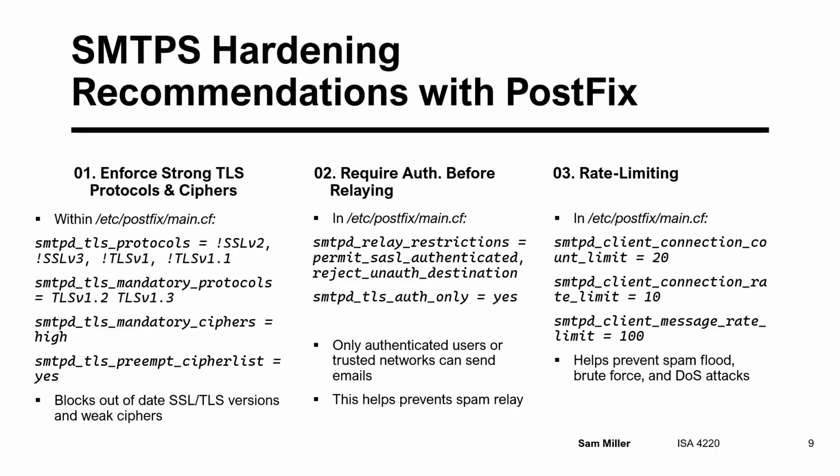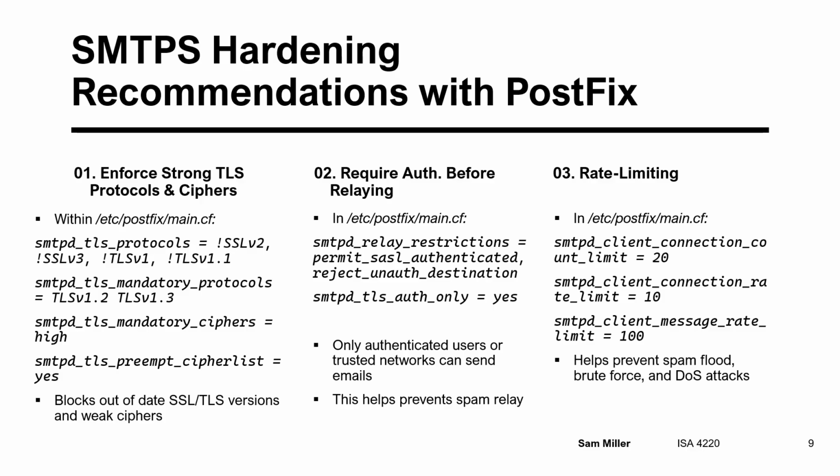So here are some listed Postfix hardening steps. First of all, we are going to enforce the TLS protocol and ciphers. Like we mentioned before, we're going to reject outdated SSL versions. Second of all, we are going to require authentication before relaying, preventing any open relay abuse. Only authenticated users or trusted networks can send emails through this command. We're going to prevent any spam as much as possible.